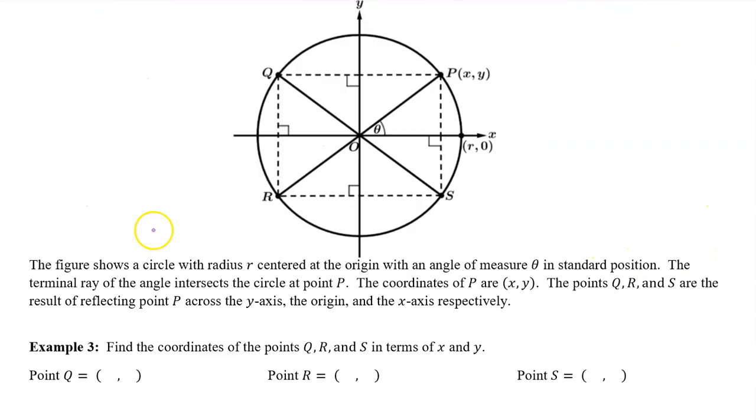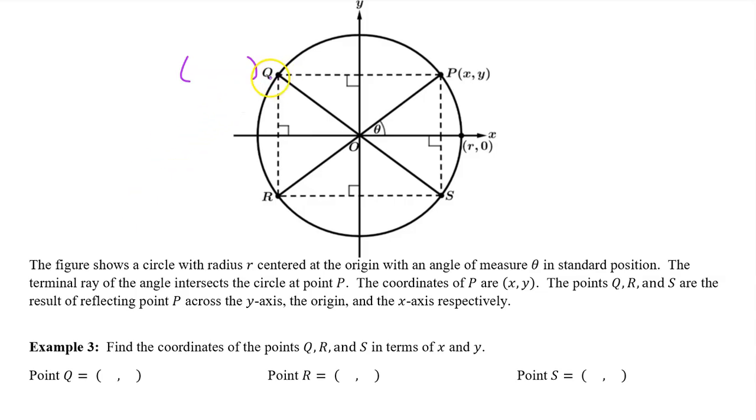The figure shows a circle with radius r centered at the origin with an angle of measure theta in standard position. The terminal ray of the angle intersects the circle at point P. The coordinates of P are x, y. The points Q, R, and S are the result of reflecting point P across the y-axis, the origin, and the x-axis, respectively. Example 3. Find the coordinates of the points Q, R, and S in terms of x and y.